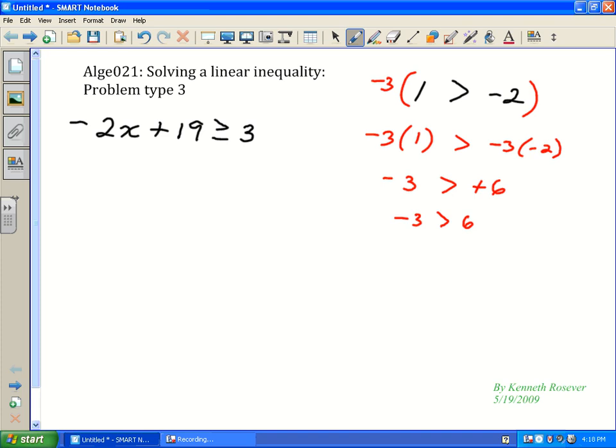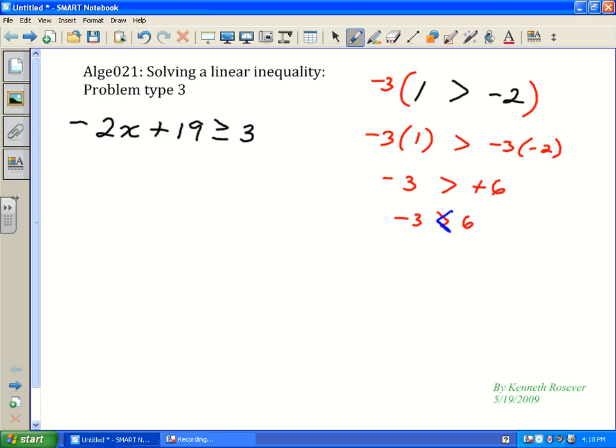So we see in another example that once again, if you multiply or divide by a negative and you fail to switch the direction of the sign, then your answer will come out wrong. If I flip the direction of the sign so that instead of saying greater than, it says less than, negative 3 is less than 6, it's true. But when I failed to flip the sign, it was false.